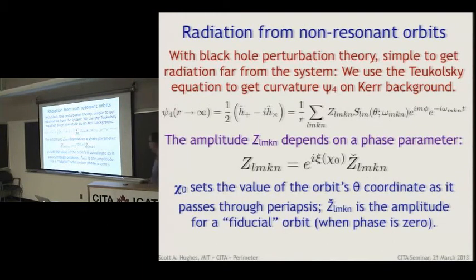When you actually go through and work this out, you find that this amplitude depends directly on this accidental phase parameter. So this chi0 here essentially sets the value of the orbit's theta as it passes through periapsis. Relative to some fiducial angle where I set that to 0, it's going to pick up a phase function that looks like this.